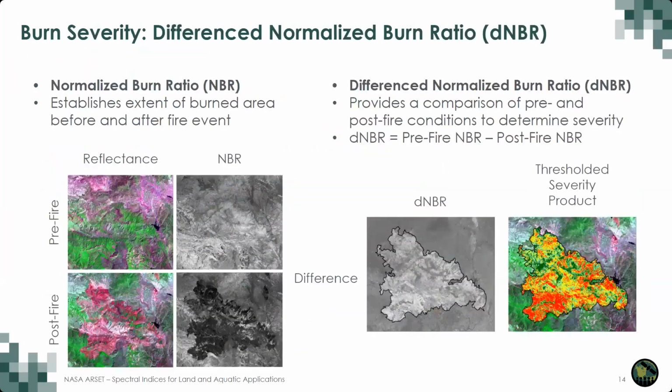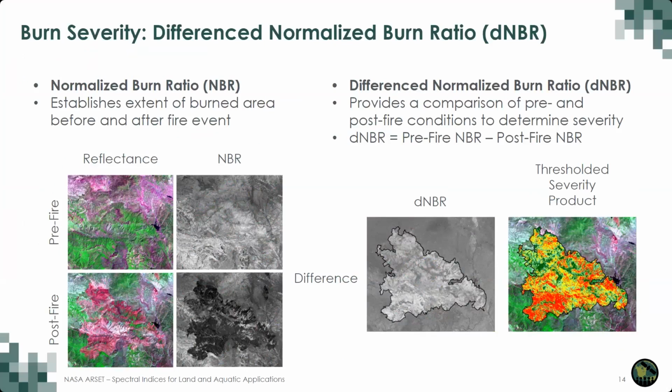NBR is also critical to burn severity estimates. To estimate severity, we compare NBR pre and post-fire using the differenced normalized burn ratio, or DNBR. Here we have a basic run-through of how it works. So we calculate the NBR prior to a fire and then after a fire, and we take the difference between those images. You'll notice that the DNBR is calculated by subtracting post-fire NBR from the pre-fire NBR.